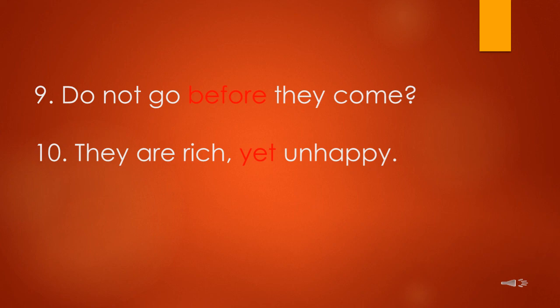Sentence number 10. They are rich yet unhappy. So there are two different ideas, opposite ideas. They are rich, so they should be happy. Yet they are unhappy. So here these opposite ideas are joined by the conjunction that is yet.